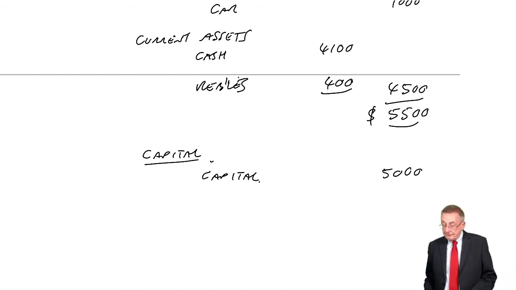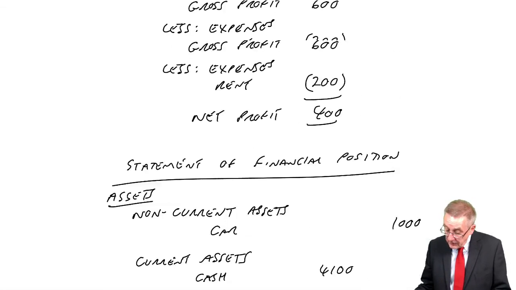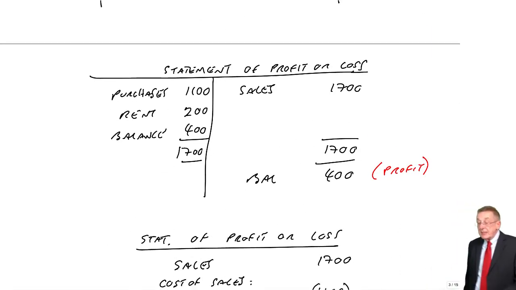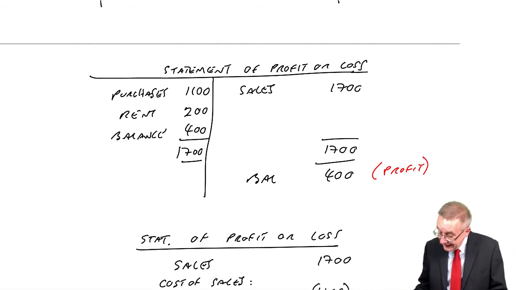Anything else for the owner? Yes, there was profit. Statement of profit or loss T account. There's a balance there of 400, a credit balance owing to the owner. Listed.